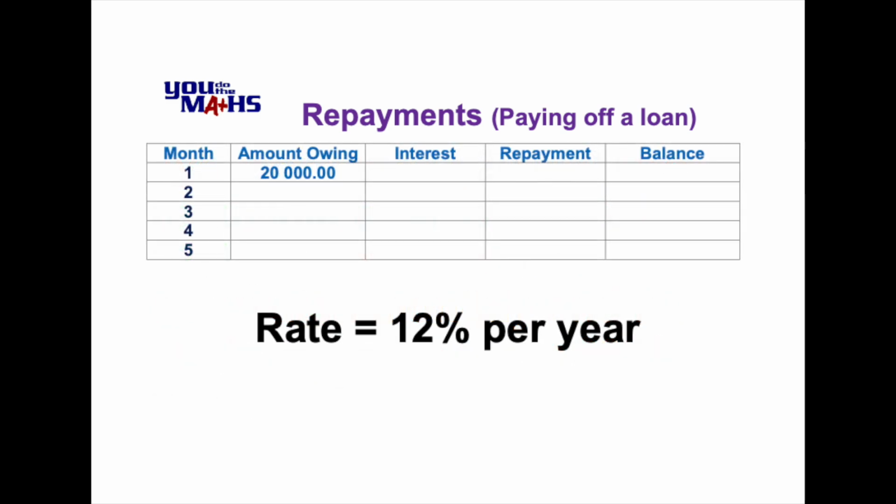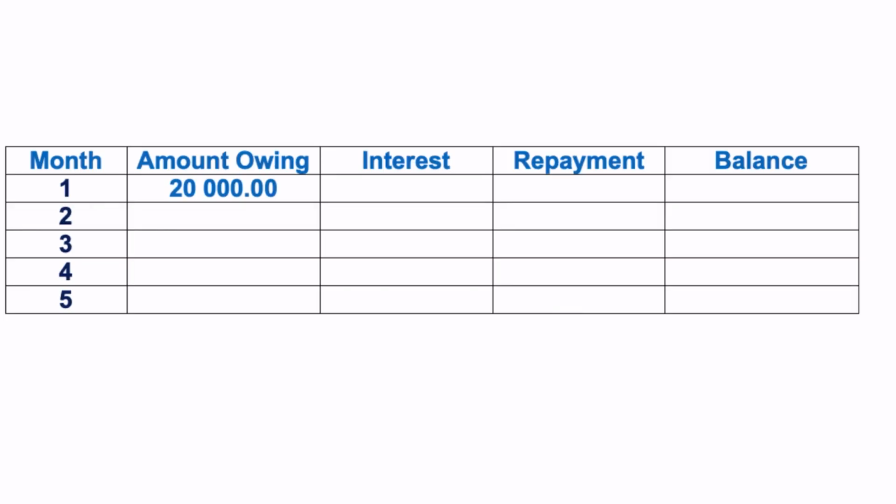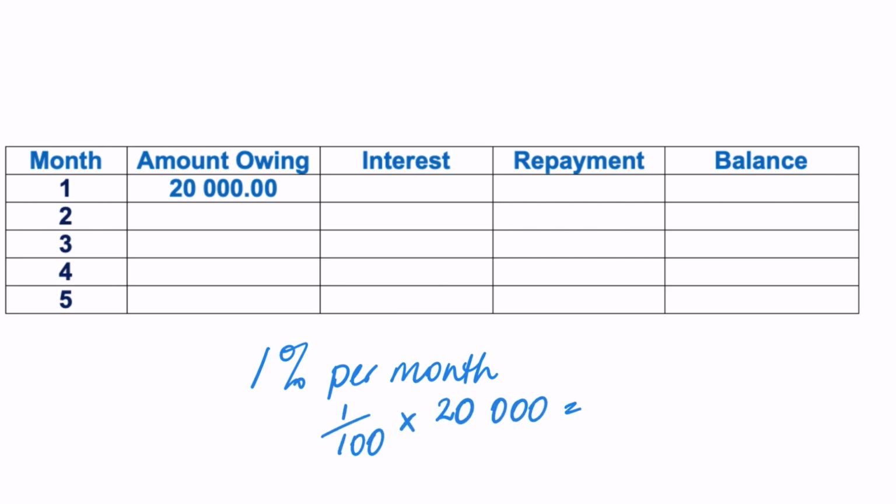So if we're going to use a table, we want to break that down to each month, and we know that 12% per year divided by 12 will give us the interest rate per month, which is 1% per month. So we can do calculations based on that. So here's our table. We've got the amount owing, we've got the interest that we need to calculate, and at 1% per month in the first instance, that'll come to $200.